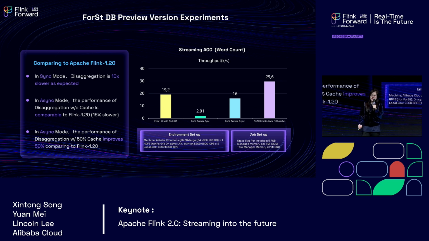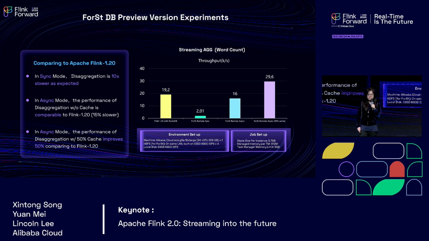As we said, we introduced the async execution mode. So in the async execution mode, let's see how it works. The performance of disaggregation without any cache, cache here means local disk, in the async execution mode is comparable to Flink 1.20. By comparable, I mean 15% slower. Well, it's still slower, but compared to 10x slower, it's much, much better.